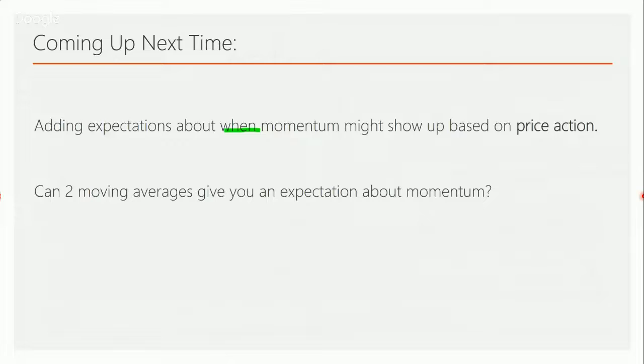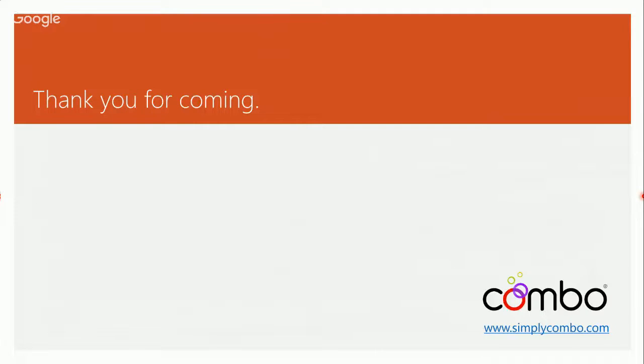Coming up next time, we're going to be adding expectations about when momentum might show up based on price action. Can two moving averages give you an expectation about momentum? Yes, they can. And I'm going to share that with you in our next lesson. So I will see you on Monday evening.